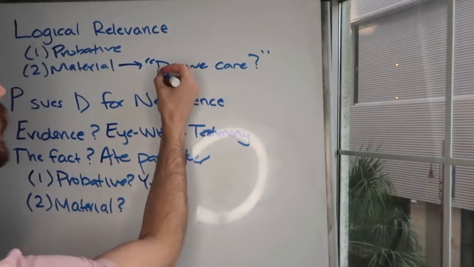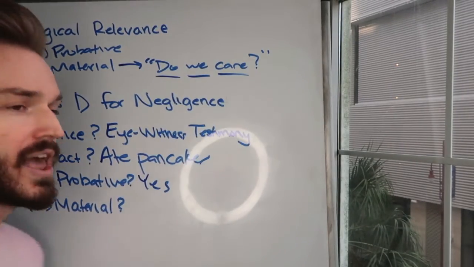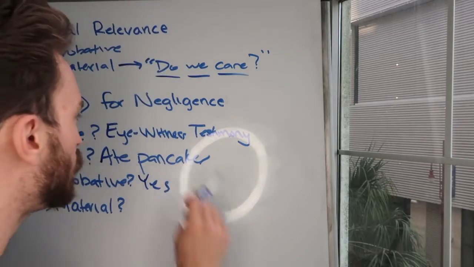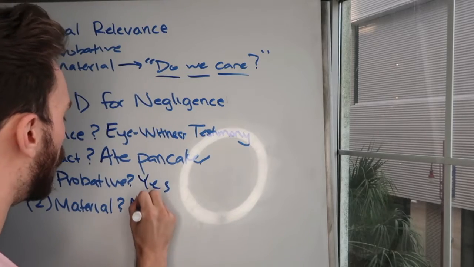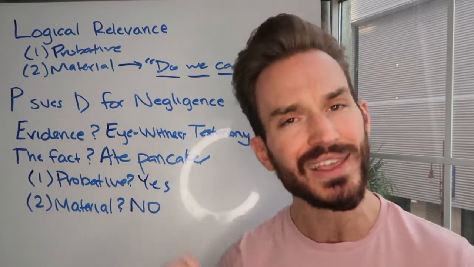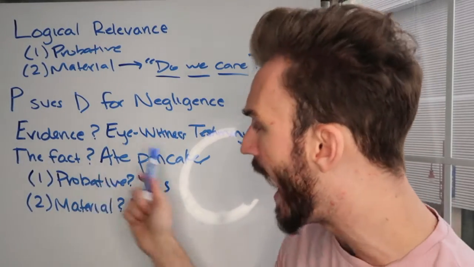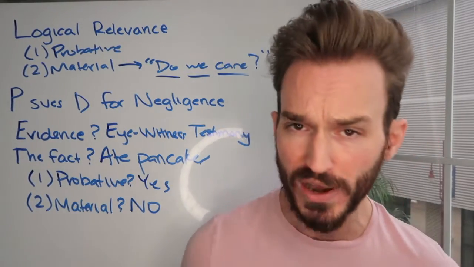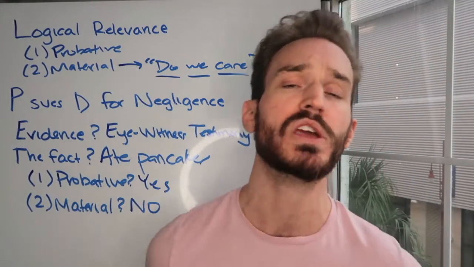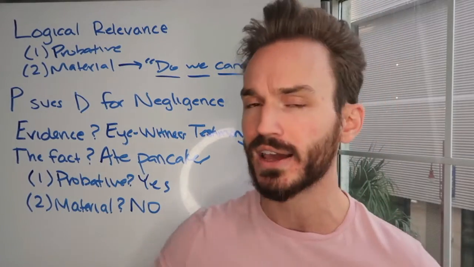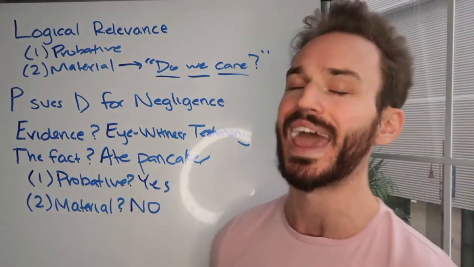Now, of course, where does this run into a problem? The do we care test. Do we care if you ate pancakes that morning? Is that of consequence in determining the outcome of a negligence action? No. Whether a witness ate pancakes or a turkey sandwich that morning, it doesn't matter. This fact of eating pancakes has no consequence in determining the outcome of a negligence action. We do not care what the witness ate that morning. Do we care? No. The jury's not going to care. No one cares what this witness ate that morning.